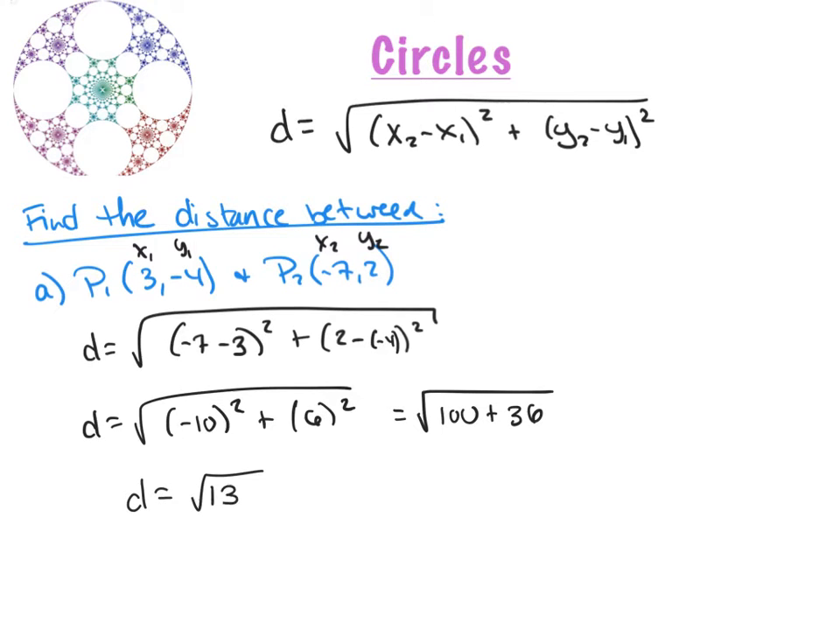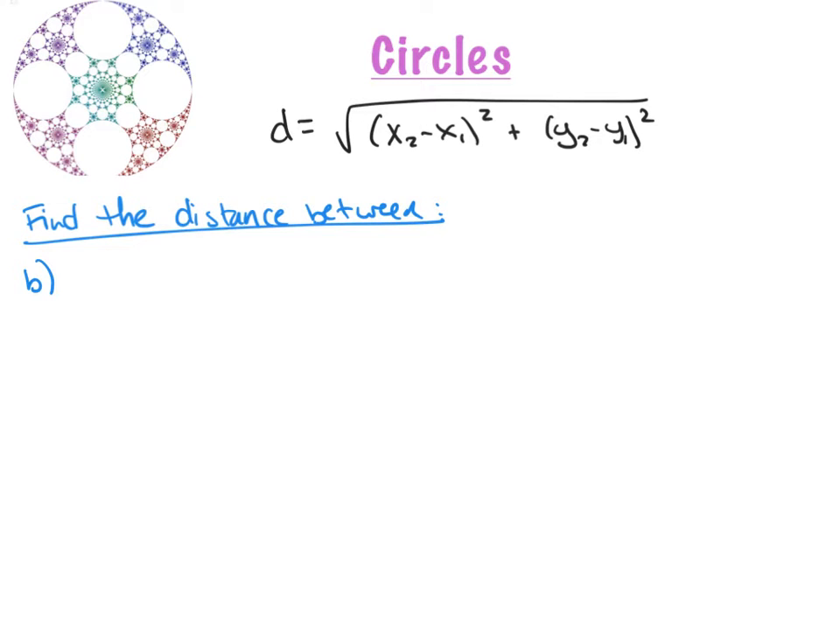Or 136. You are 100% of the time always expected to simplify your square roots. 4 goes into the number 136, and it goes in 26. Oh, I'm sorry. No, it doesn't. It goes in 34 times. So this would be 2 square root 34. Very cool. Let's do one last one.